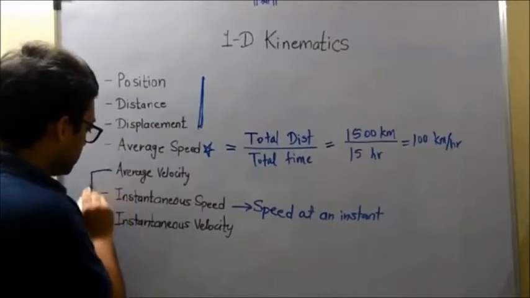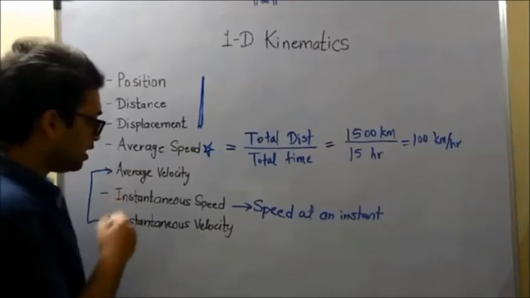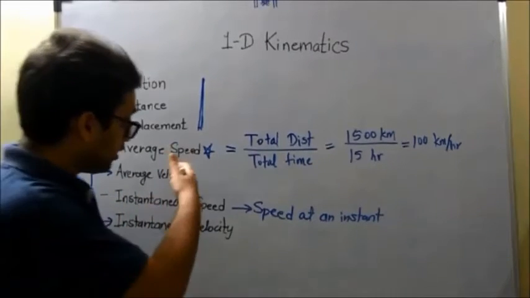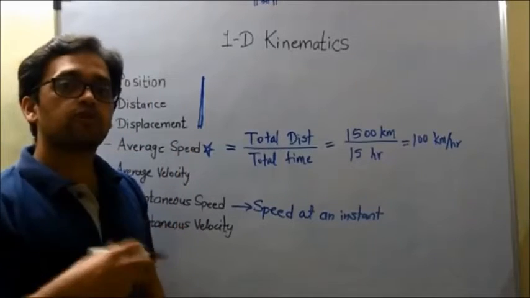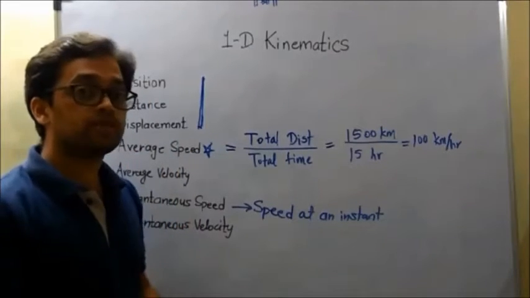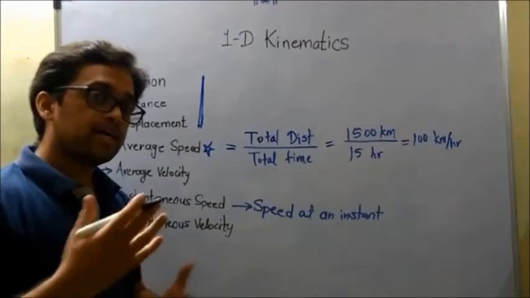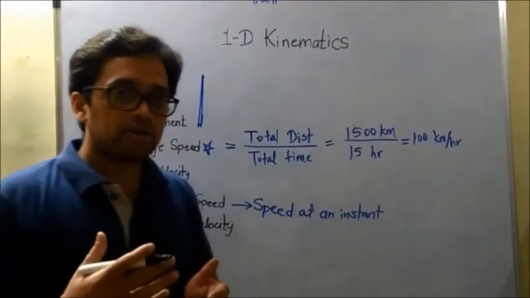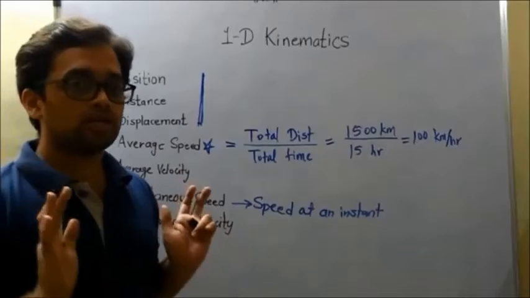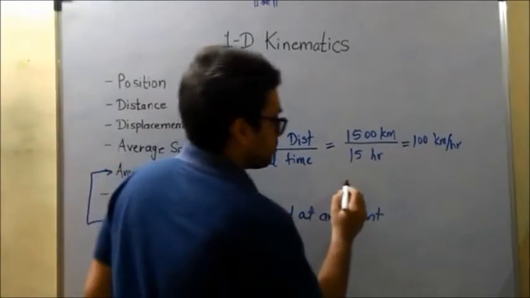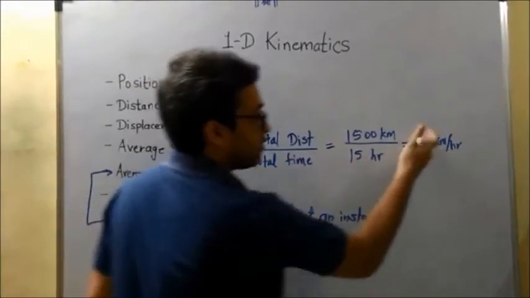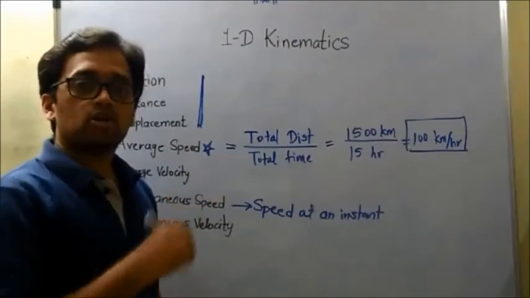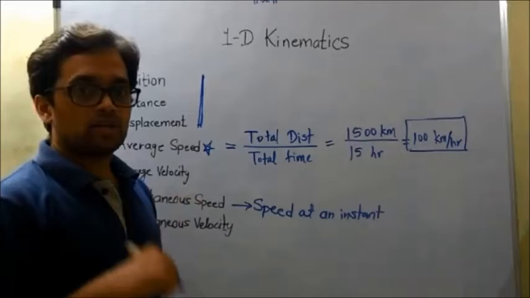Now the velocity, average velocity and instantaneous velocity. For understanding these concepts, you first need to understand the difference between speed and velocity. As I had discussed in the demo video, speed is a scalar quantity, velocity is a vector quantity. What does it mean? We specify speed as 100 km per hour, but that does not talk about the direction of it.